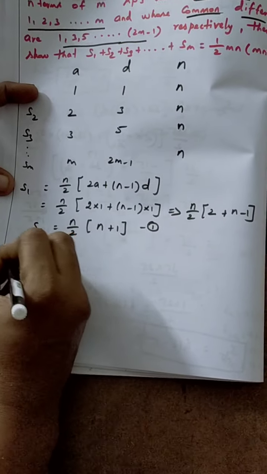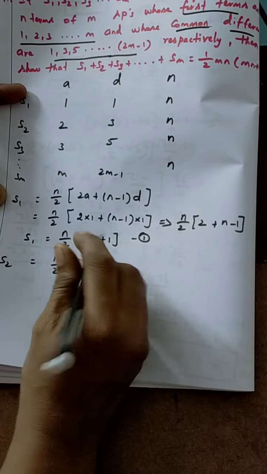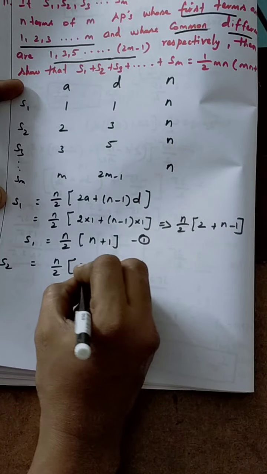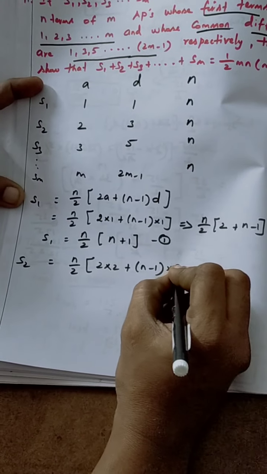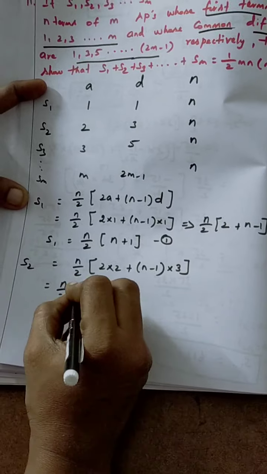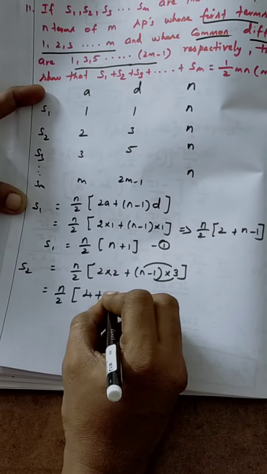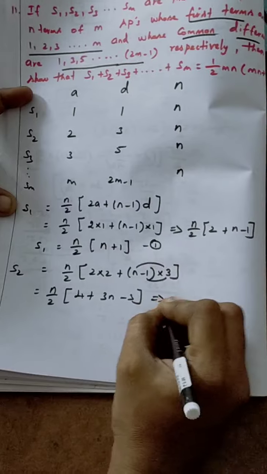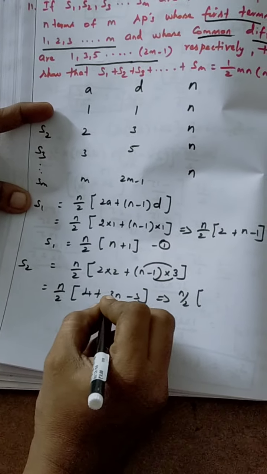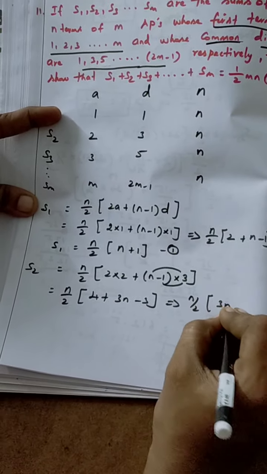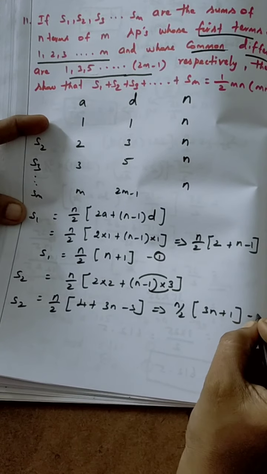Again find S2 with the same formula: n by 2 (2 into a, where the first term is 2, plus (n minus 1) into the common difference 3). So n by 2 (4 plus 3n minus 3), which is n by 2 (3n plus 1). This is S2.